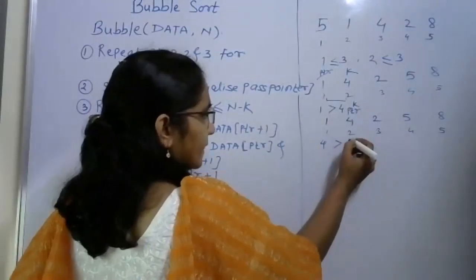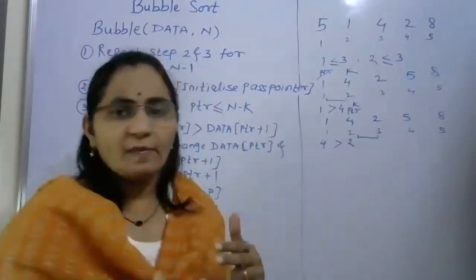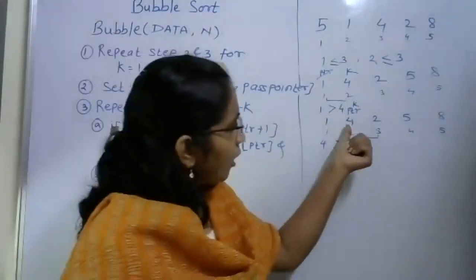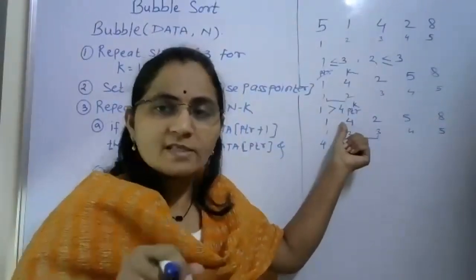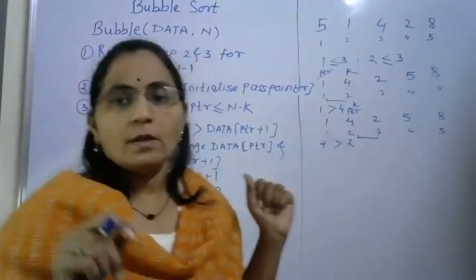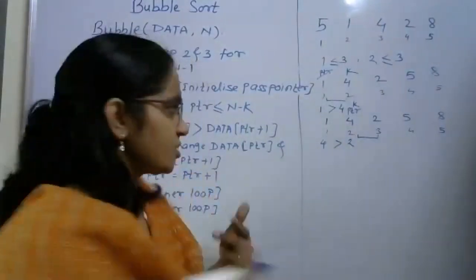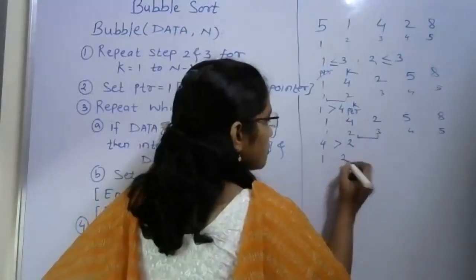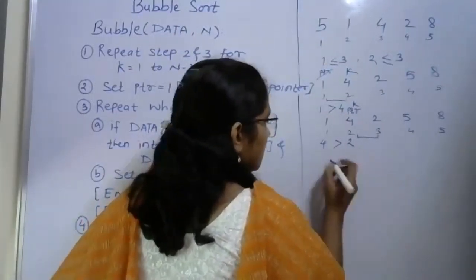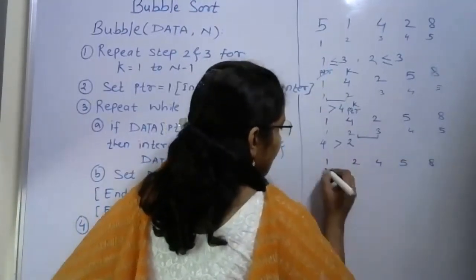Yes, 4 is greater than 2. And here you swap the values, because data of PTR is greater, meaning the first element is greater than the second element. In this case, we have to swap, we have to interchange the data. So what will be the output here? 1, then 2, 4, 5, and 8 as it is.